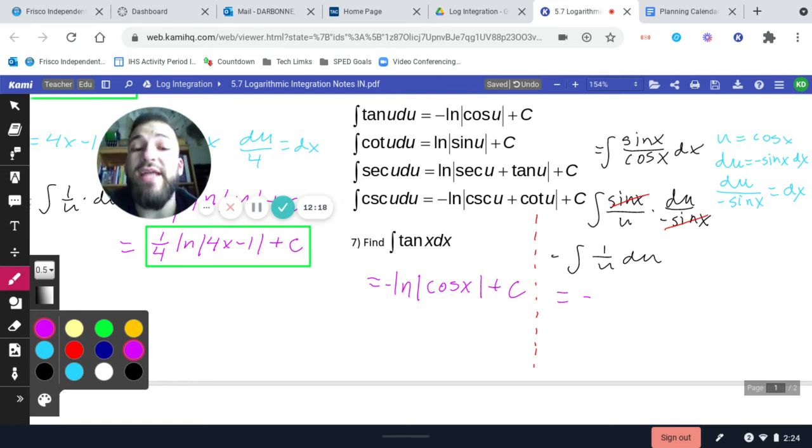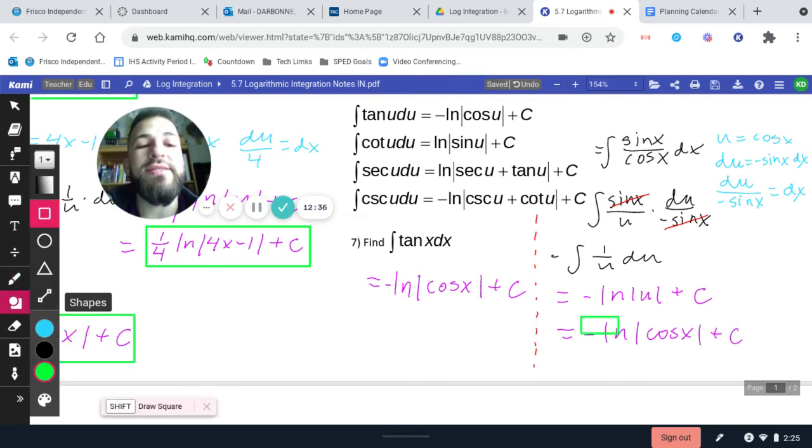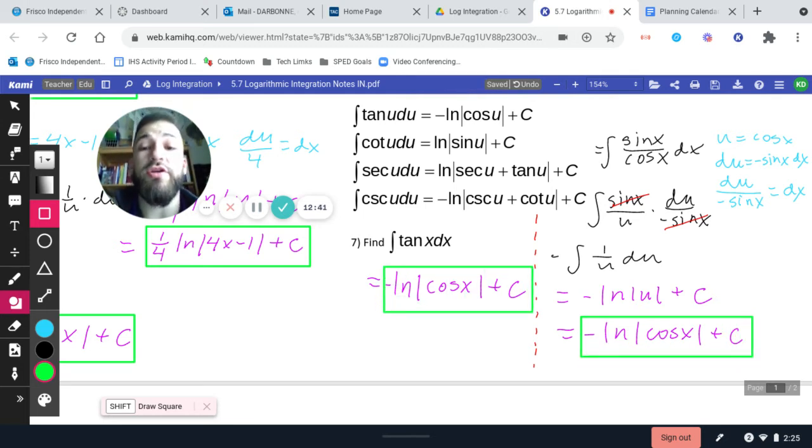So that becomes the natural log of u. So negative natural log of the absolute value of u plus c. And then plugging back in my u, which was cosine of x, we get negative natural log of the absolute value of cosine of x plus c. So regardless of if you have your formula memorized or if you just know your trig identities, you can still find this integral. Okay, but I just wanted you to kind of see where those formulas came from.